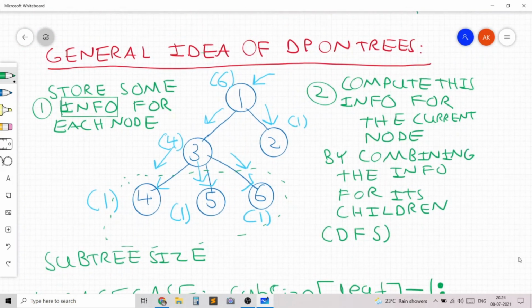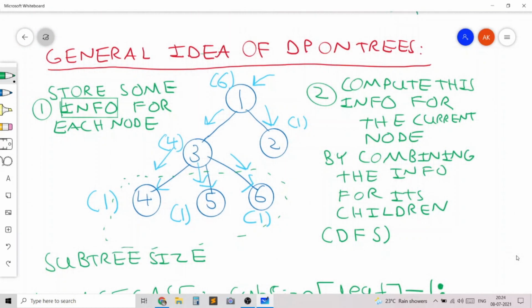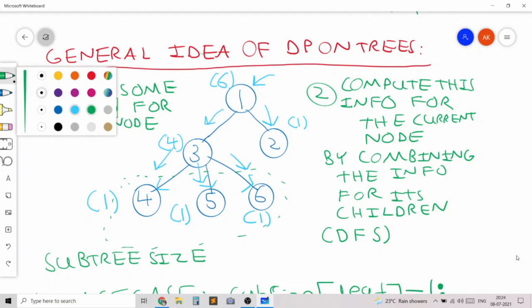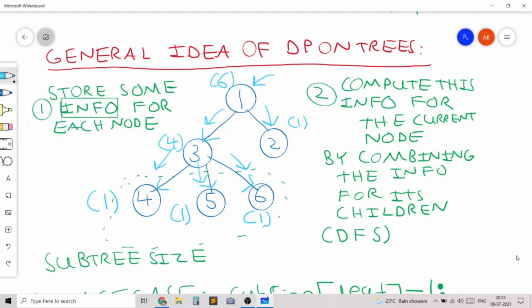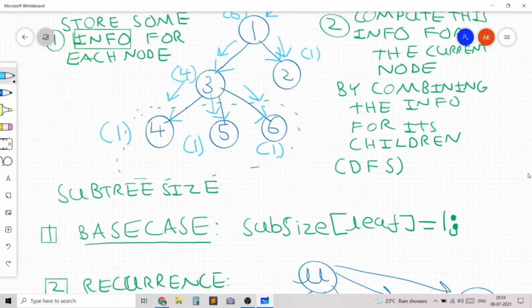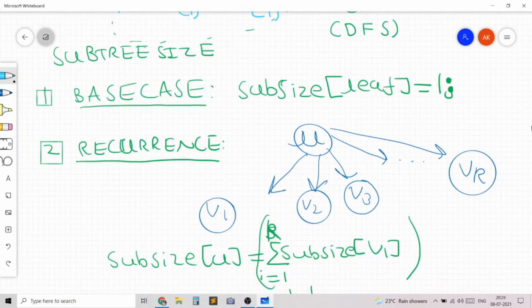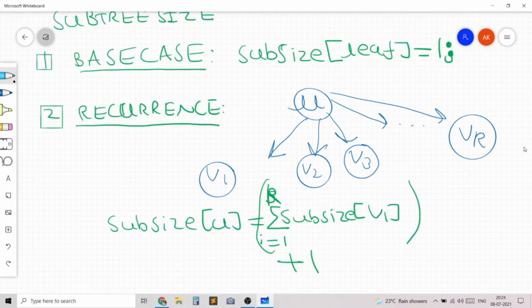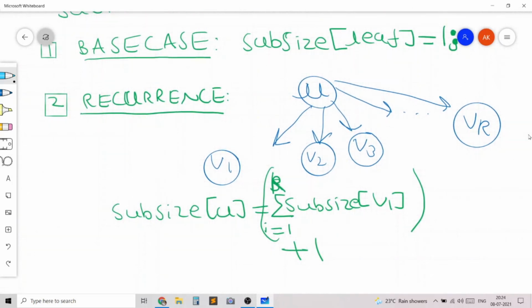And that's because if you consider the node 1, then you know that node 1 has only 2 children, 3 and 2, and you can easily figure out that the subtree size for node 1 is just 4 plus 1, which is 5, plus 1, which is 6. And that basically concludes the logic behind the DP state, which is the base case and the recurrence.